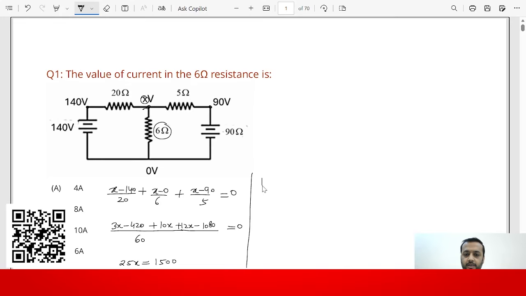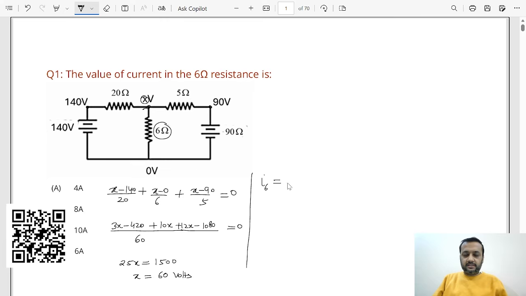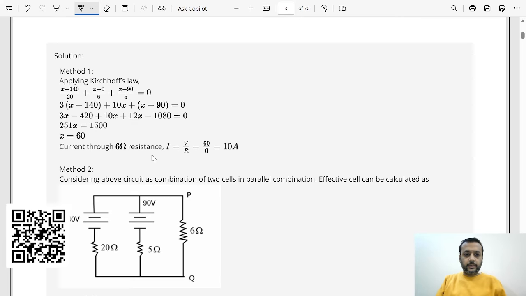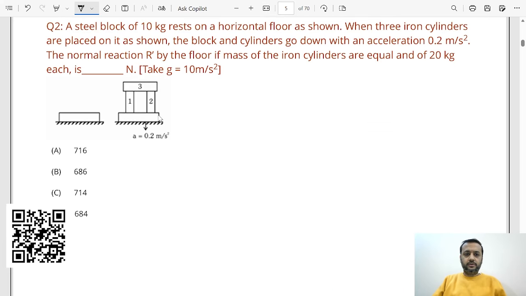That means the potential difference across this 6 ohm resistor is 60 minus 0. So current in the 6 ohm resistor will be 60 minus 0 upon 6, that means delta V by R basically. That means 10 amperes, and the current will flow from higher potential to the lower potential, that means from x till 0. Okay, very easy question.